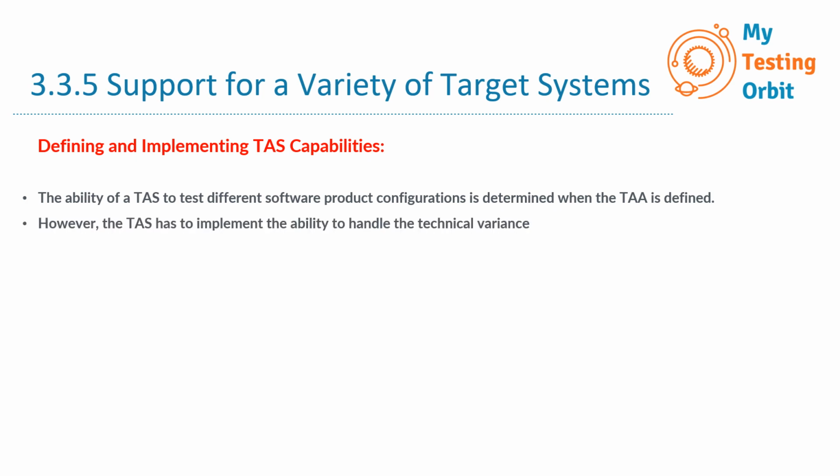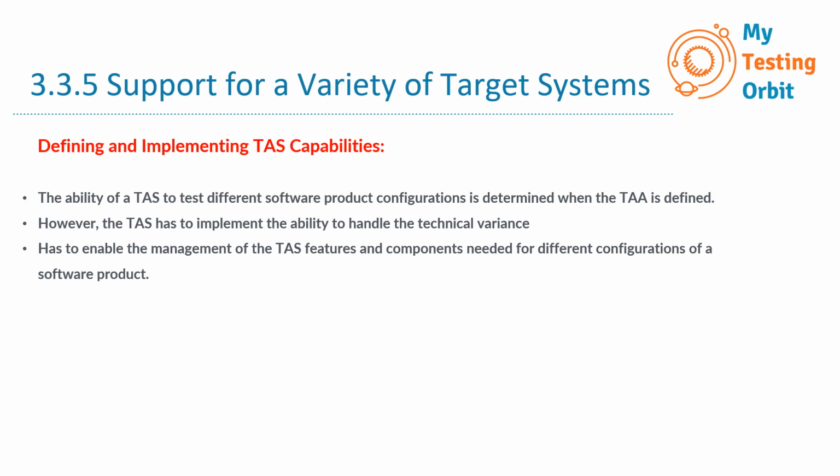Next we have, however, the TAS has to implement the ability to handle the technical variance. So while TAS capabilities are defined in the TAA, the TAS itself must be implemented to handle the technical variance among different software product configurations. So in our example, the TAS needs to be built in a way that allows it to interact with components written in Java or Python and work with various databases, web servers, and operating systems. It should be flexible enough to accommodate these technical differences.